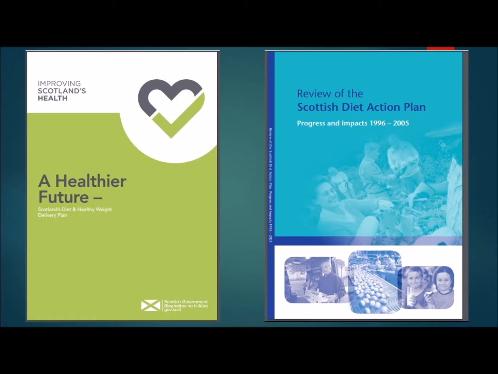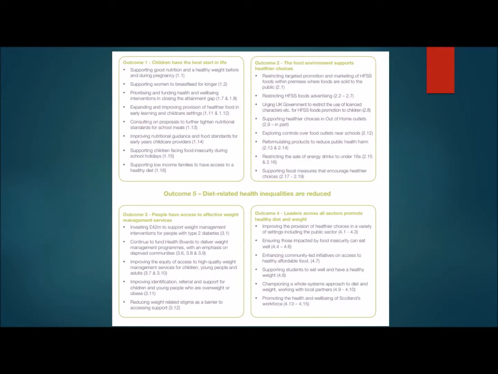So the first one I thought we'd just have a brief look at is Improving Scotland's Health, a Healthier Future, Scotland's Diet and Healthy Weight Delivery Plan. And this has come off the back of the previous action plan, which was the Scottish Diet Action Plan, and it ran up until 2003, and then between 2003 and 2005 they did some evaluation of the programme, looked at how it had gone and saw where improvements could be made. So this action plan has come up with 5 outcomes that it's wanting to work towards.